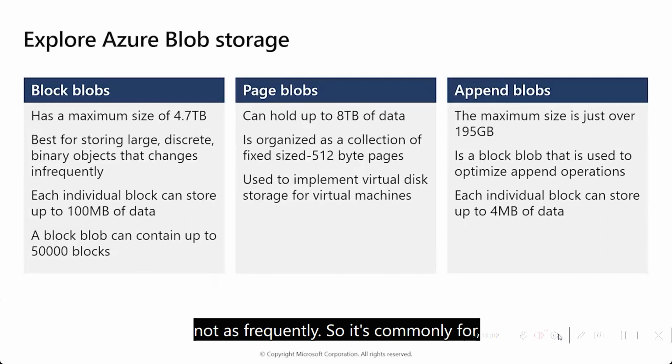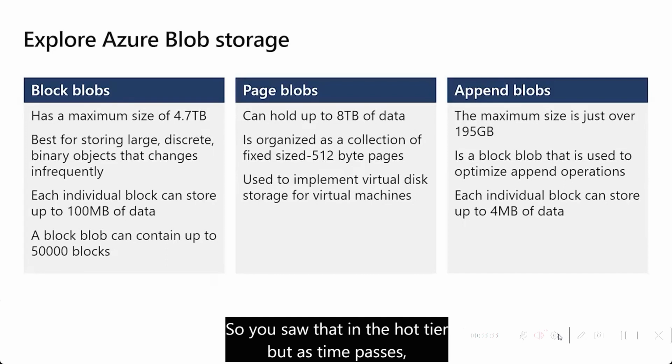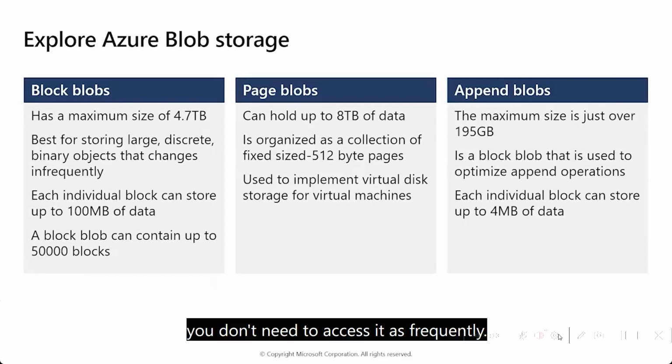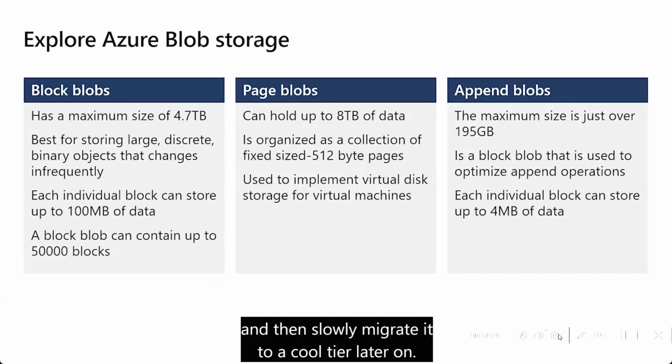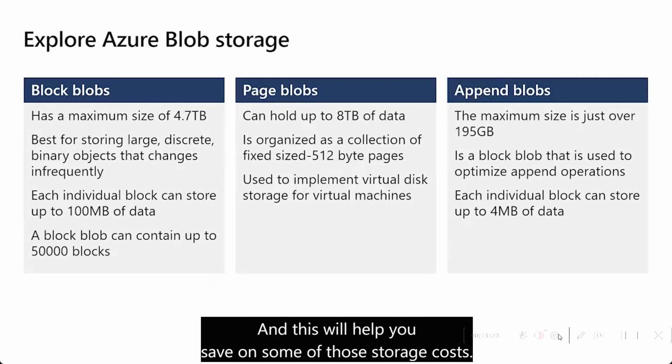So it's commonly for newly created blobs that need to be accessed quite frequently initially. So you store that in the hot tier, but as time passes, you don't need to access it as frequently. And so in this kind of situation, you can create the blob in the hot tier first and then slowly migrate it to a cool tier later on. And this will help you save on some of those storage costs.